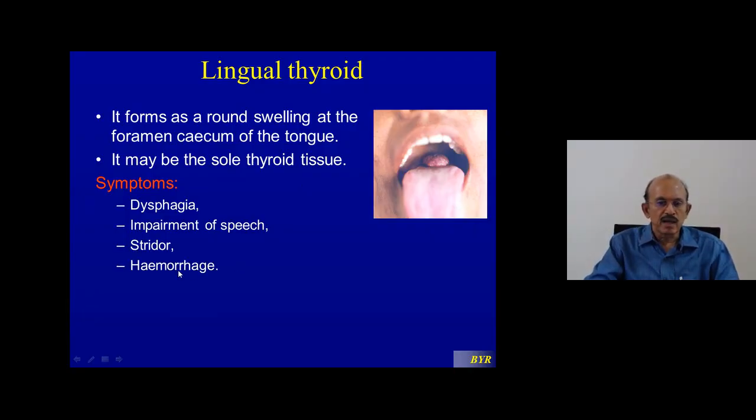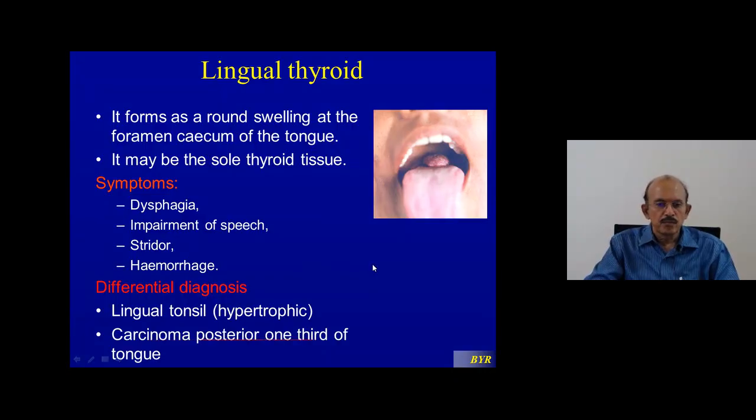Sometimes there may be hemorrhage. Differential diagnosis: you must differentiate it from lingual tonsil. Lingual tonsil is not situated exactly in the midline. The whole posterior one-third of the tongue may become hyperplastic. Also consider carcinoma of the posterior one-third of the tongue.